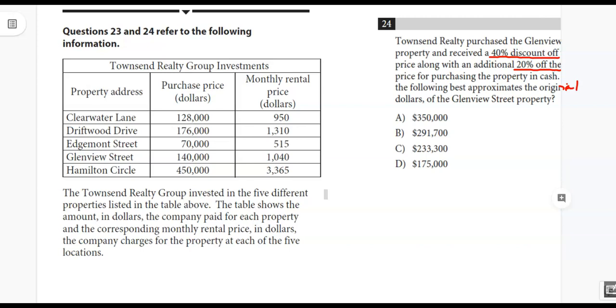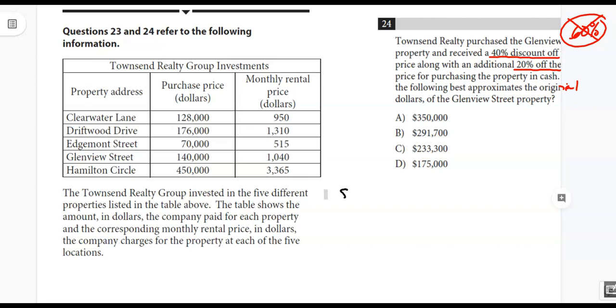So let me show you how to do these multiple discounts at once. The big thing is you cannot add those two together and say 60% off. All right, it's never easy to do like that because you're taking percents off of two different numbers. So let me show you the fastest way to do this.